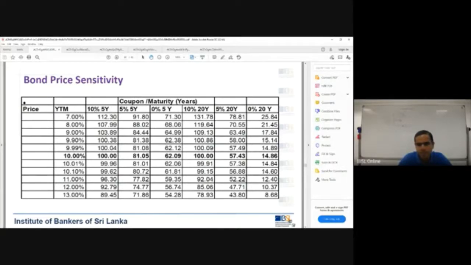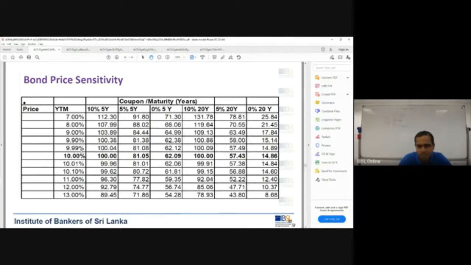5-year maturities. We have 3 different coupon rates: 10%, 5%, and 0%. So a 10% coupon, 10% yield, 5-year bond will have a price of 100. At a 10% yield, a 5% coupon bond will go at a discount of 81.05, and a 0 coupon bond will go at 62.09, right? That's a 5-year bond.